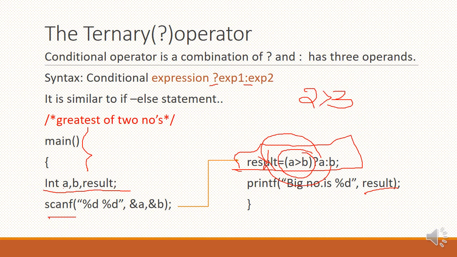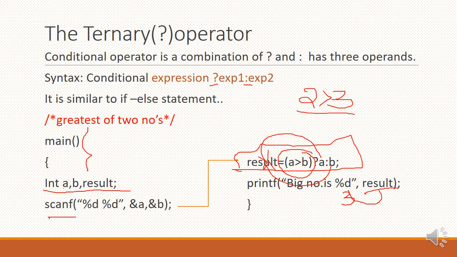2 is greater than 3. Is the condition true or false? 2 is greater than 3. The condition is false. When the condition is false, which value is assigned? B is assigned to this result. In the result it contains the 3. So when you are printing, which number is present in the result? 3 is present. So it is going to print big number is 3. Like that the program executes in the computer.